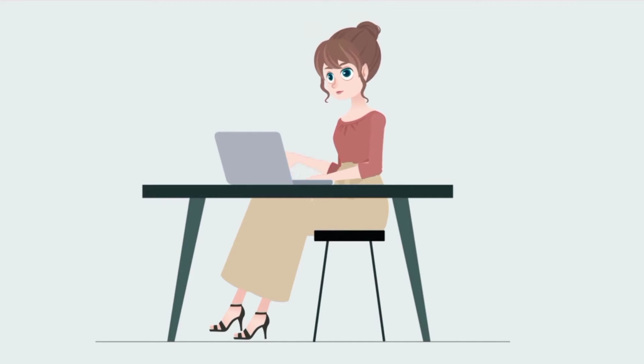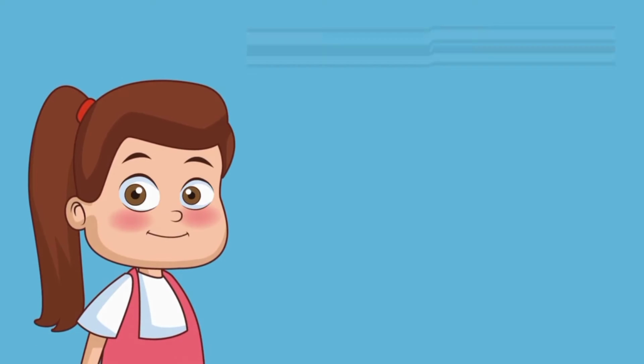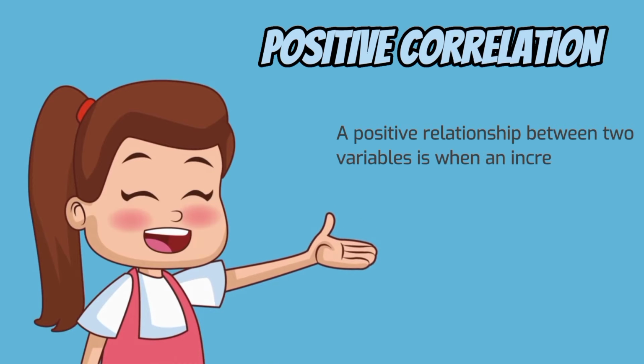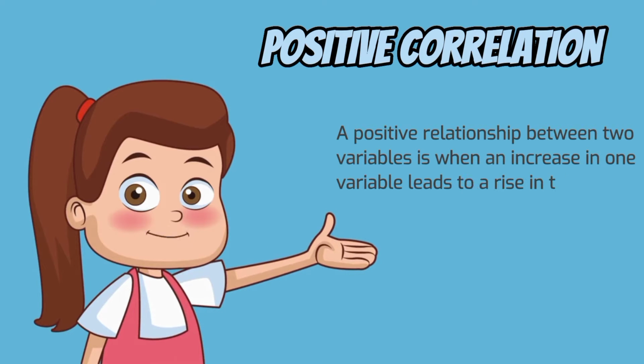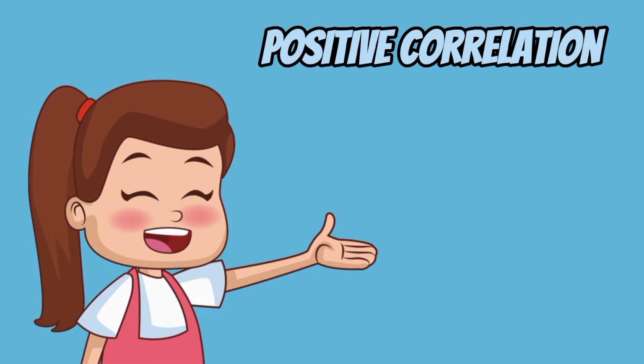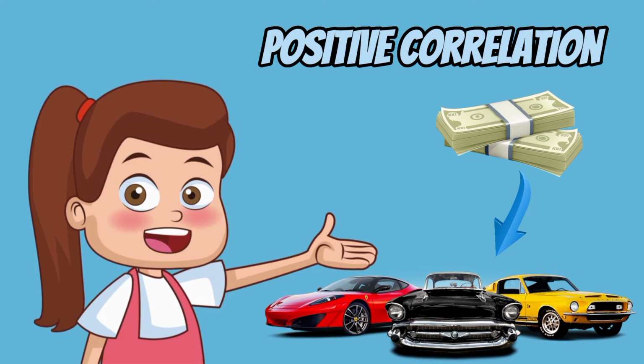Now, Jam, can you differentiate for us the positive, negative, and no correlational research? Okay, first, for the positive correlation, a positive relationship between two variables is when an increase in one variable leads to a rise in the other variable. A decrease in one variable will see a reduction in the other variable. For example, the amount of money a person has might positively correlate with the number of cars the person owns.